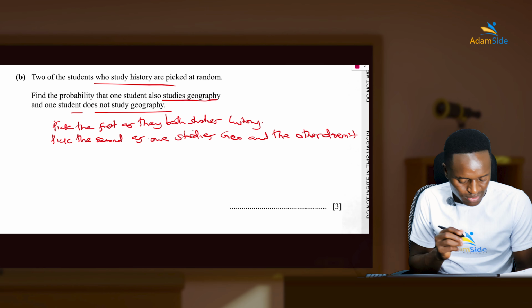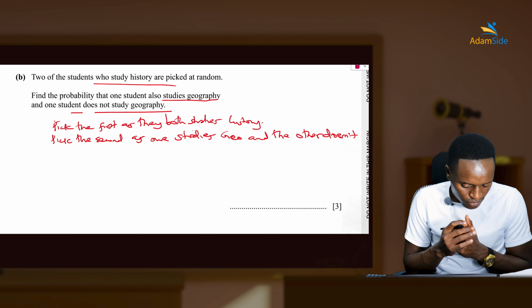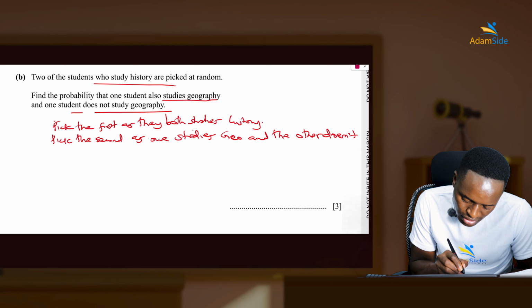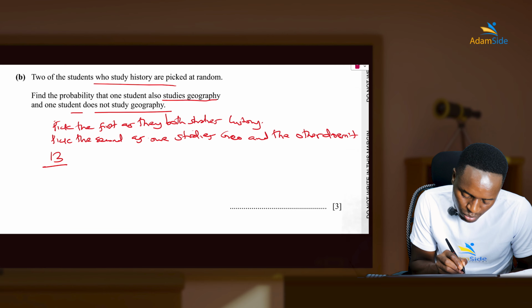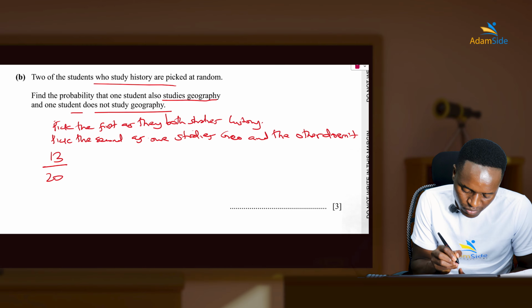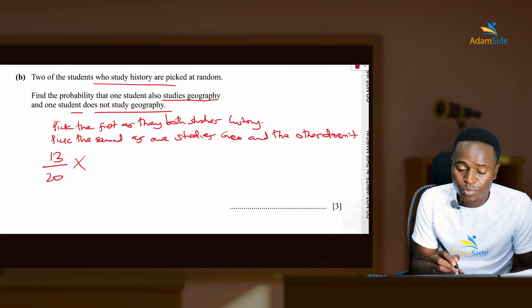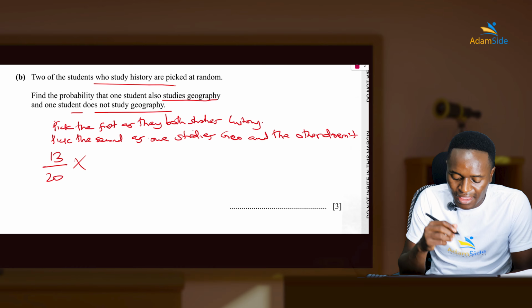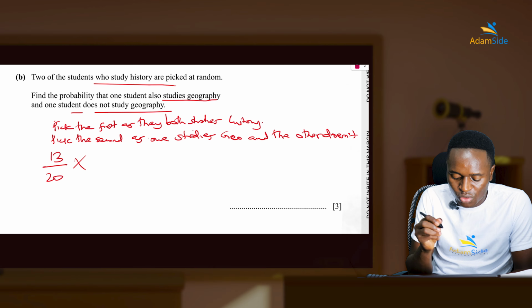Correct. So we have this option. They are both studying history. So because both are studying history, it will be 13. Probability of picking both, it's 13 out of 20, times, because these are two independent events, 13 out of 20. And then the other one does not study.